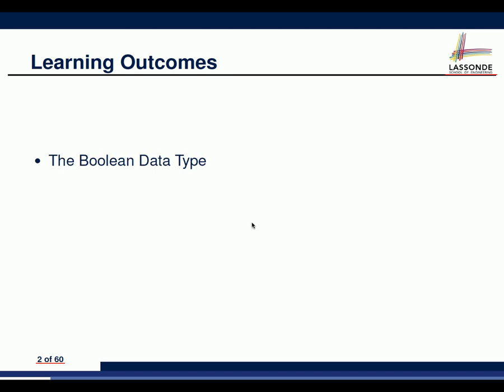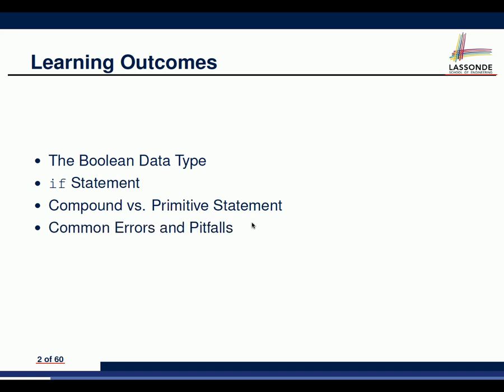Okay, learning outcomes, you can read through them. We talk about Boolean data type, which you already knew about from the tutorial video. And we also talk about if statements, and we're also going to distinguish between a single if statement versus multiple if statements. It's really important to distinguish between the two. And then we're going to talk about compound versus primitive statements, and then also some common errors and pitfalls of writing the if statements. Okay?